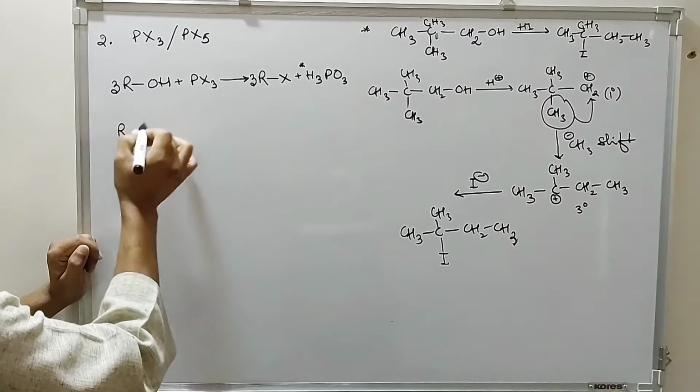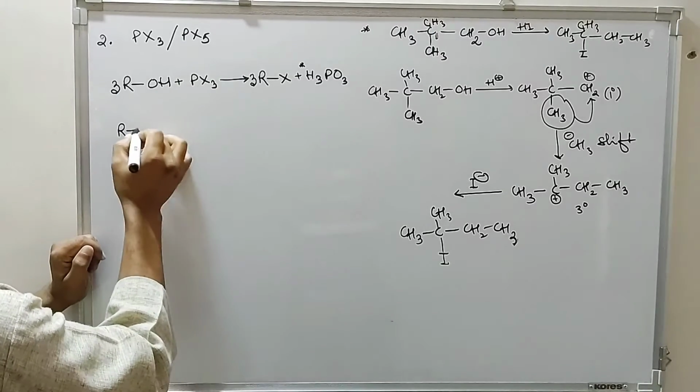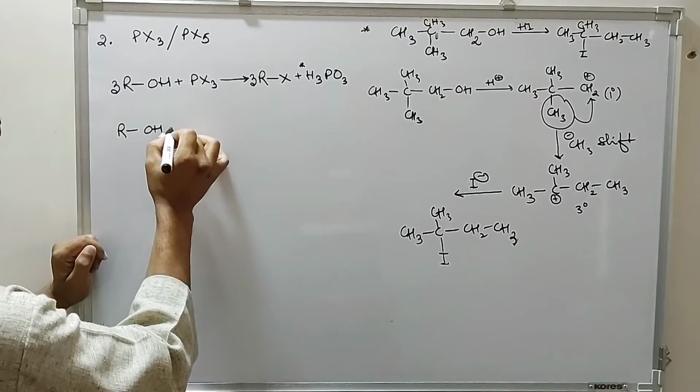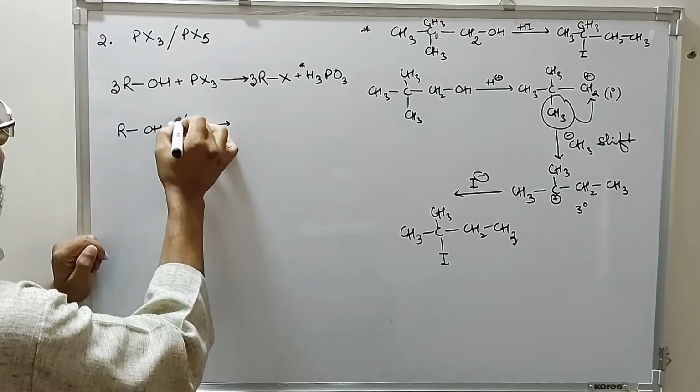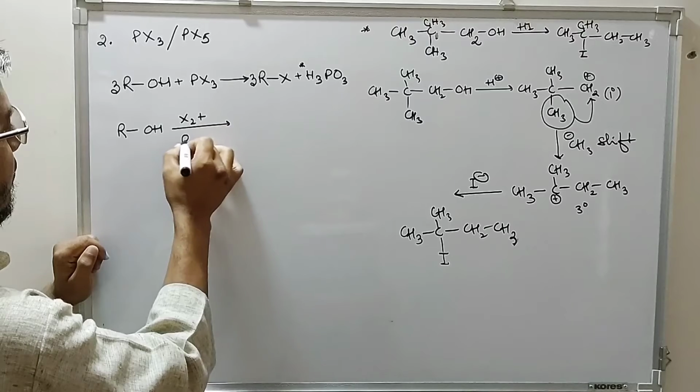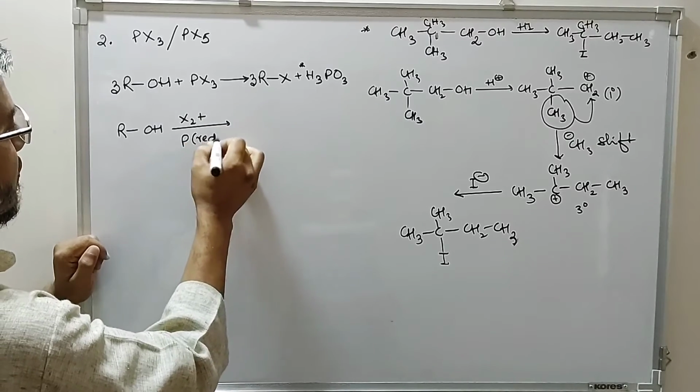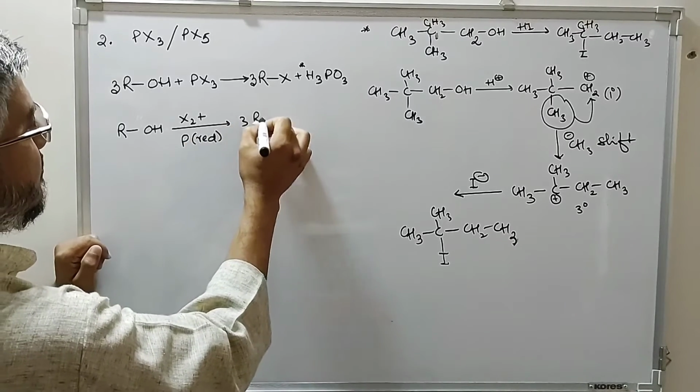We can also modify this reaction: ROH reacts with halogen in presence of red phosphorus, then also we get the same product.